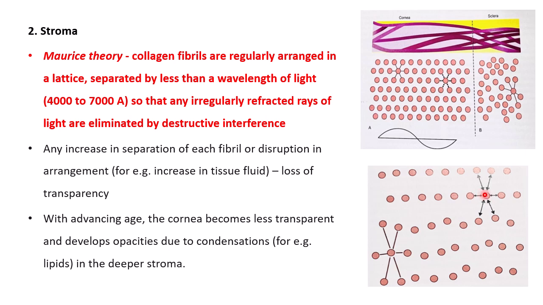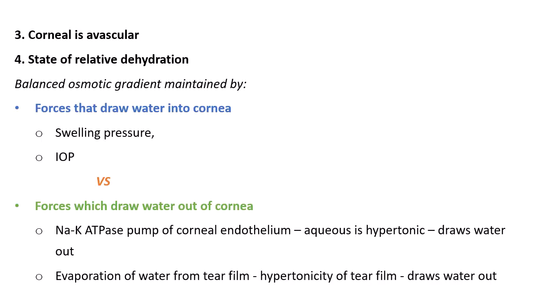Now, if there is any separation or disruption in this arrangement, what happens? The transparency is lost. With advancing age, the cornea becomes less transparent and develops opacities because of condensation such as lipids in the deeper stroma. We've already discussed the corneal degenerations in the previous classes.